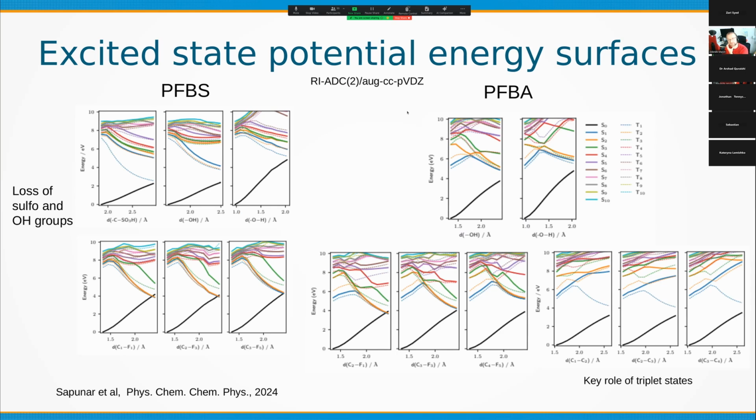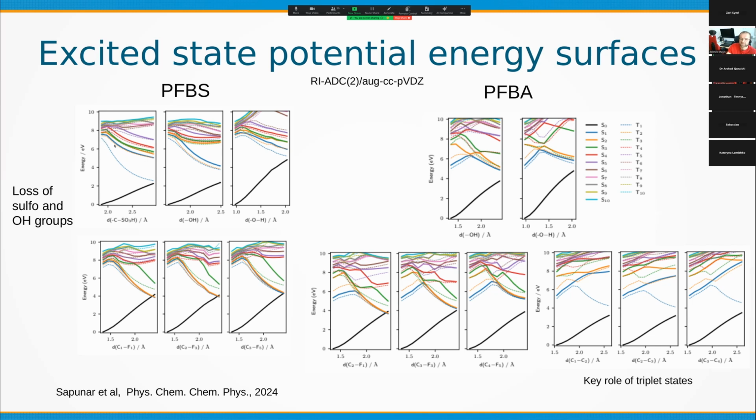So we have also done, for the perfluoroalkyl molecules, calculations of some potential energy surfaces to get an idea into the possible fragmentation pathways, and this was done at this ADC2 level with a fairly diffuse atomic basis set. And so we see that for the sulfonic molecules, the loss of the sulfur and the OH group is dominant.